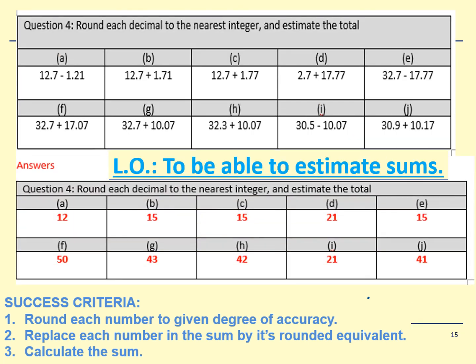And here are the answers. Mark your own work with a green pen. If you have 10 out of 10, write it down like this. But if you attempted just, I don't know, 6 questions, and only 5 of them are right? Well, not only. If 5 of them are right, well done. It still shows that you know how to estimate sums by rounding them to the nearest integer.